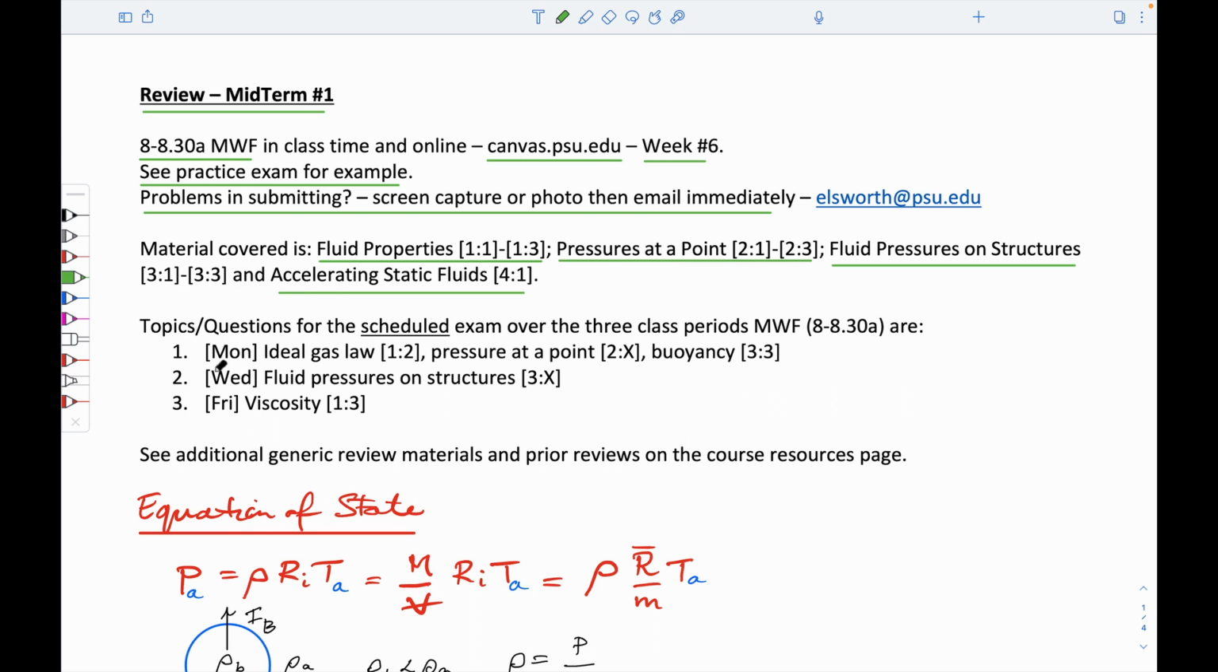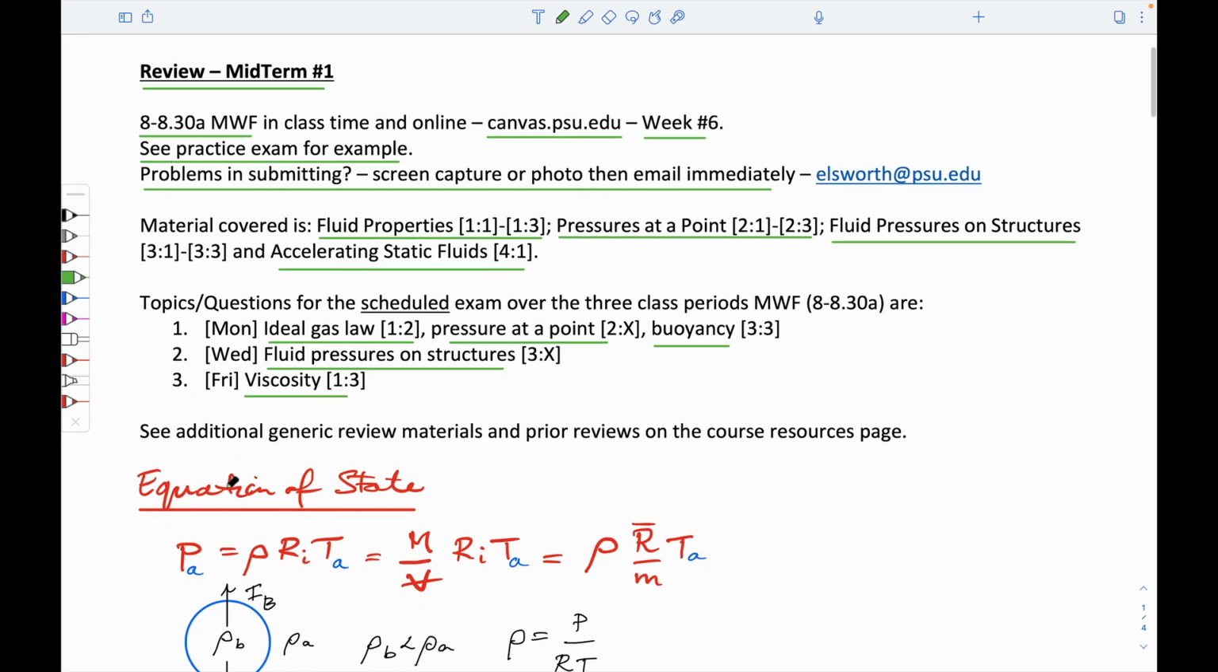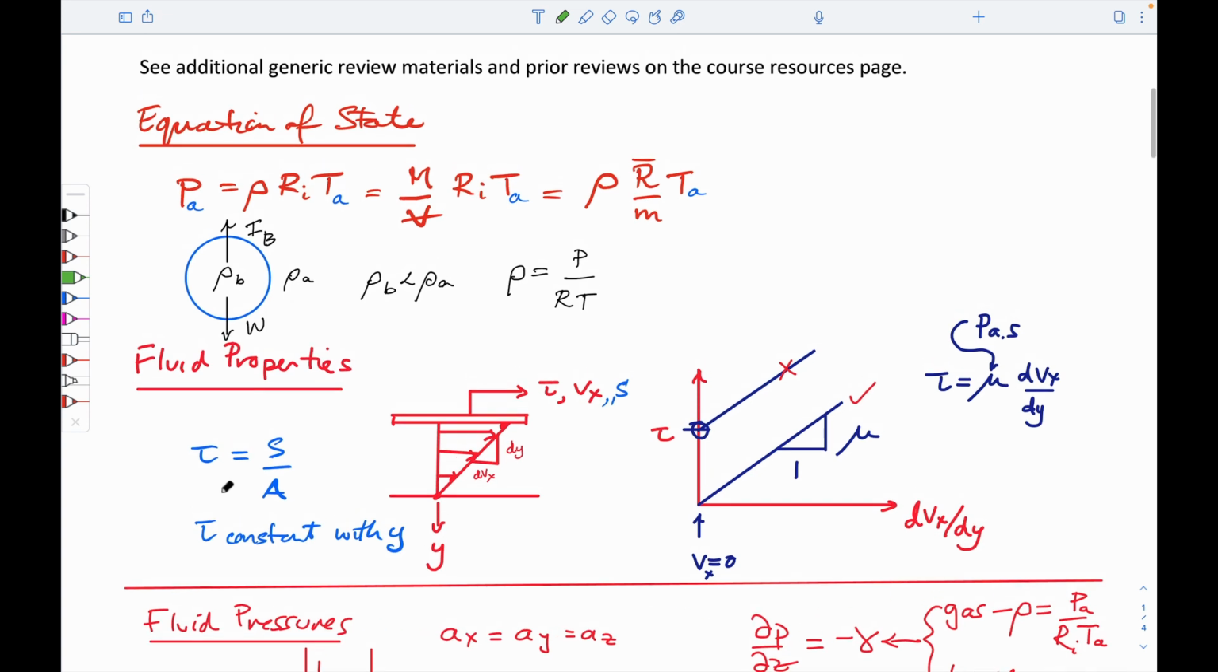There are 3 questions. Those 3 questions are different on the Monday, Wednesday, and Friday. The material for those individual questions is as shown here. Ideal gas law on Monday, pressure at a point, and concepts of buoyancy. So you can probably make a decent guess about what that might be. And certainly you can look at the previous exams to see what those have been in the past. The Wednesday test is on fluid pressures acting on structures, week 3 material, and the Friday midterm is on viscosity. So that allows you to at least hone your choices on what you'll look at.